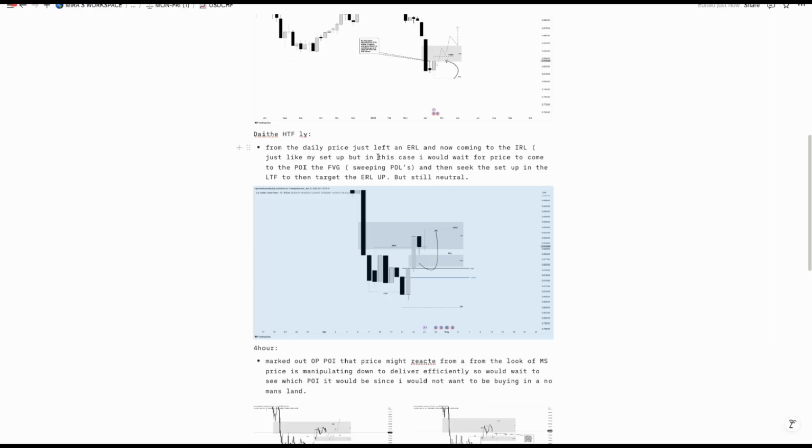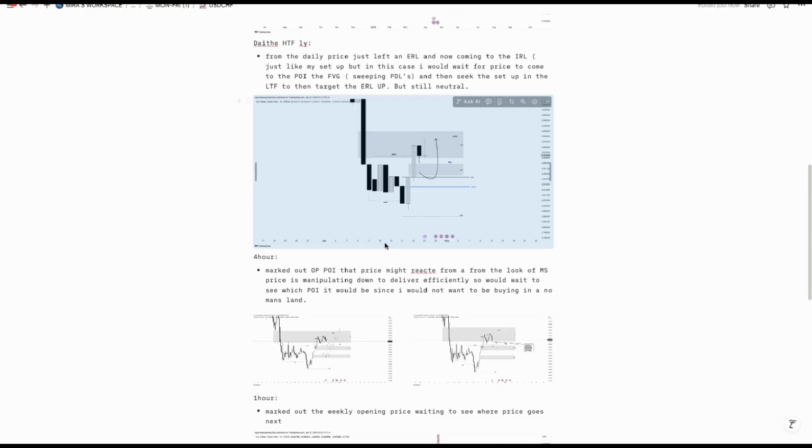And just like my setup, but in this case it is in the higher time frame, I will wait for price to come to the POI, that's this fair value gap, sweeping the previous day low, which is this down close candle and this doji candle right here, then seek the setup in the lower time frame, then target the external range, but still neutral. Okay, since price is showing rejection to the downside, I'm also anticipating price to come here. I'll see if I will get the setup in the lower time frame to be a buyer, so now start getting this previous day high when price has taken out the previous week low.